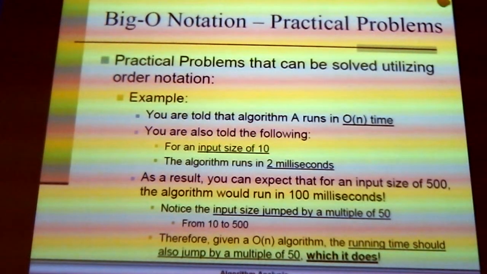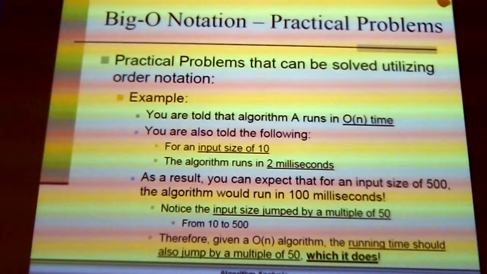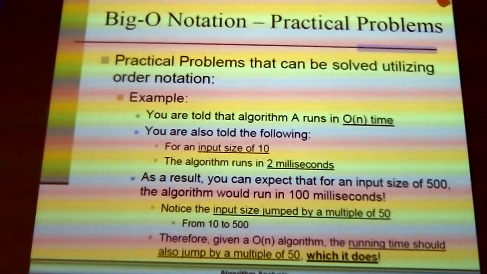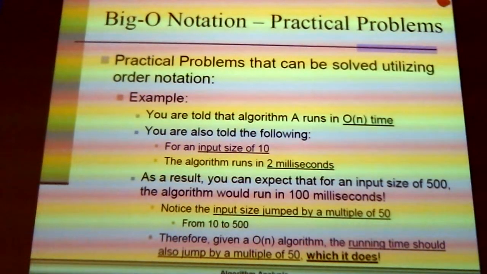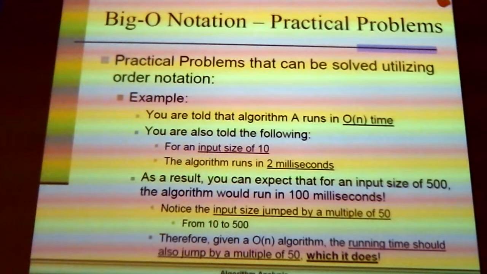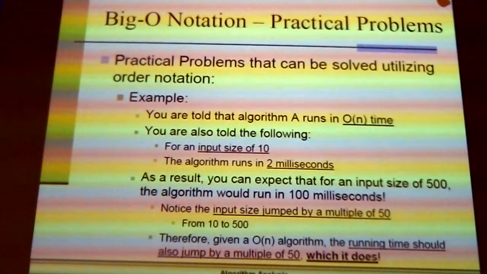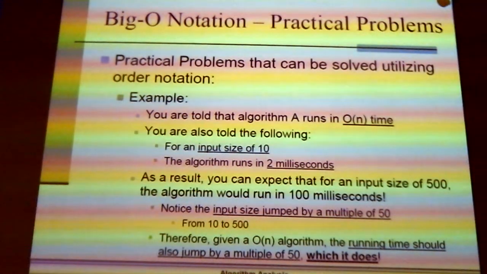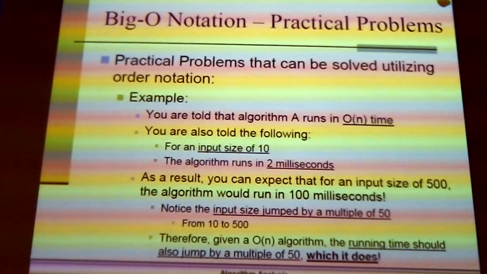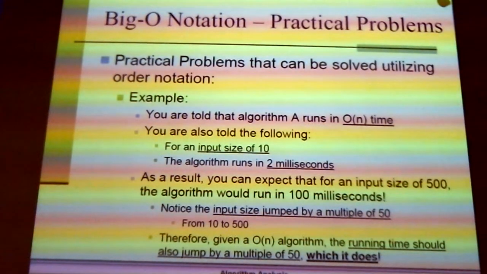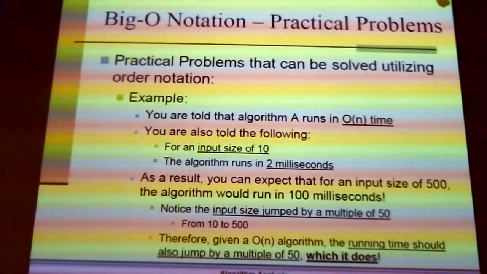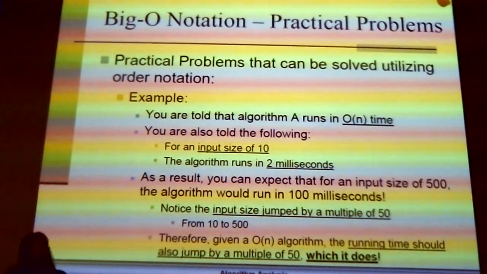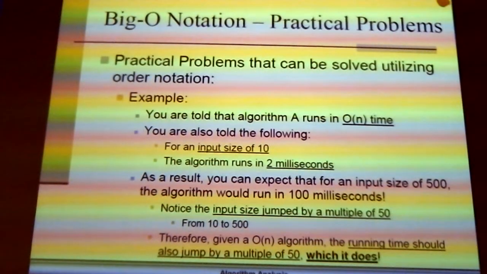So our input size jumped by a multiple of 50, from 10 to 500. You see that a multiple of 50 resulted in a multiple of 50, because O of n is linear. There's not any crazy math associated with it. It's just based on math. So if an input size of 10 takes 2 milliseconds, then an input size of 500, multiplied times 50, gives you that 100 milliseconds. That totally makes sense from a math perspective, right? So this is linear, which is awesome because that's pretty easy for us to understand.